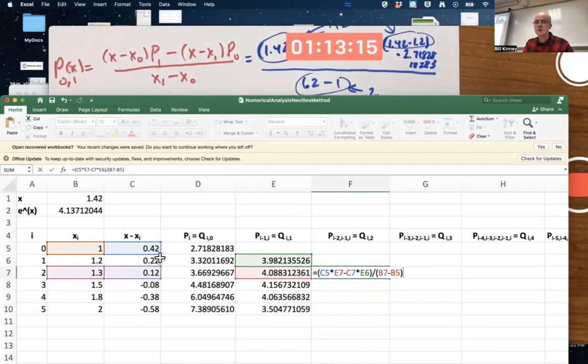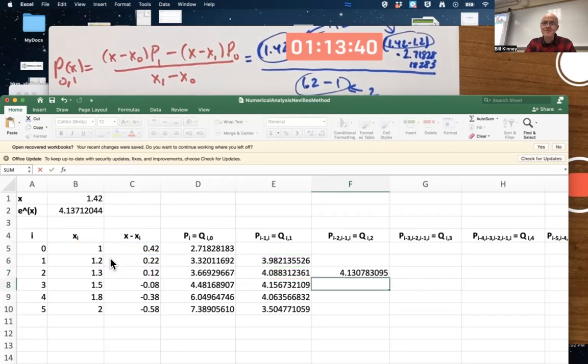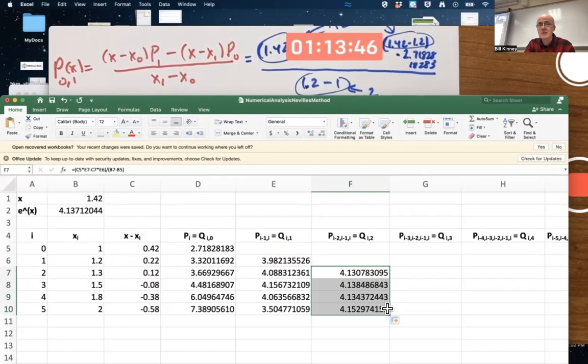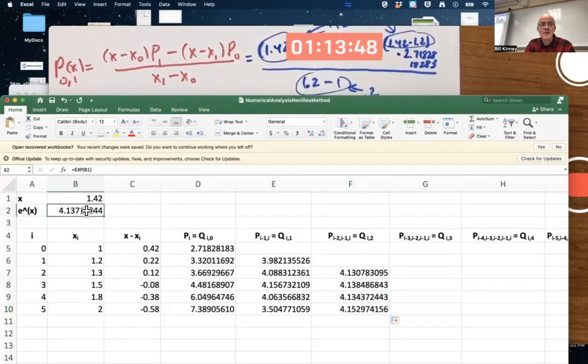But notice I never used the first node, seemingly. Well, I did. It's in E6 and E7. The information at the X1, 1.2 is in these cells implicitly. But as far as using these 2 cells, you don't have to use them. That's the quote unquote magic. Those numbers are all pretty close together. And they're all not too far away from e to the 1.42. These are 4 different quadratic approximations.